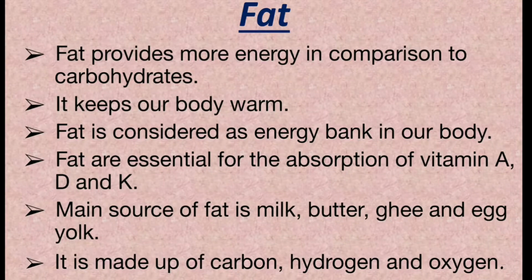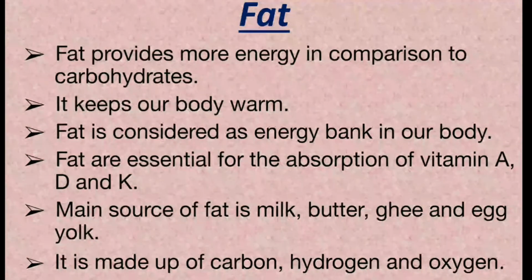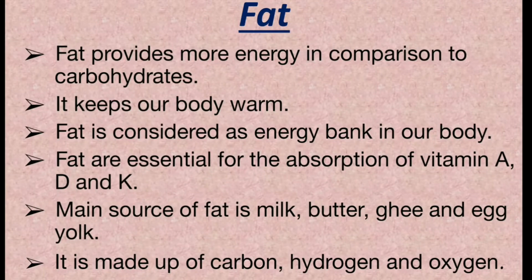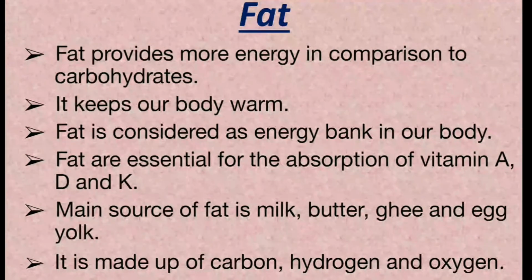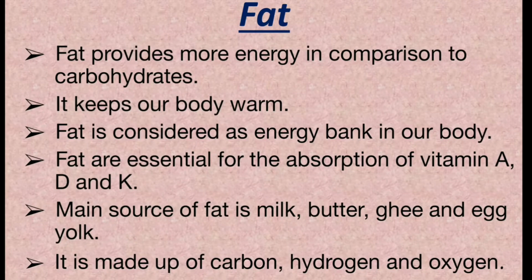But if we will eat egg, okay, if we will eat fish, meat, so we cannot get quick energy from the fats. It keeps our body warm. Fat is considered as energy bank in our body. As I told you all, fat are essential for the absorption of vitamin A, D and K. So, main source of fat is milk, butter, ghee, egg, yolk, etc. It is made up of carbon, hydrogen and oxygen.